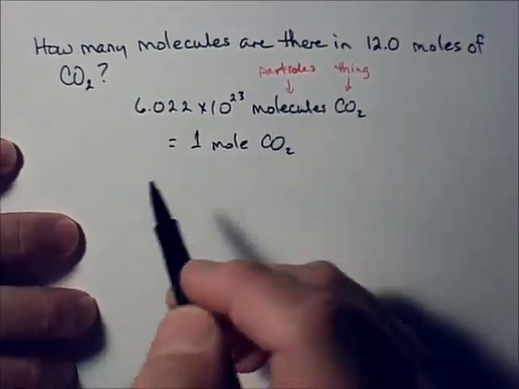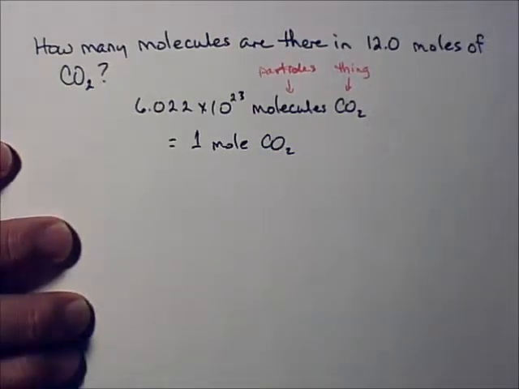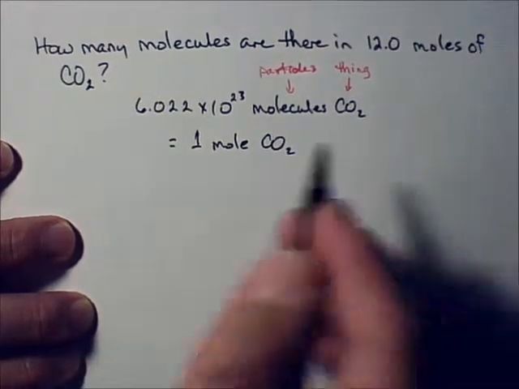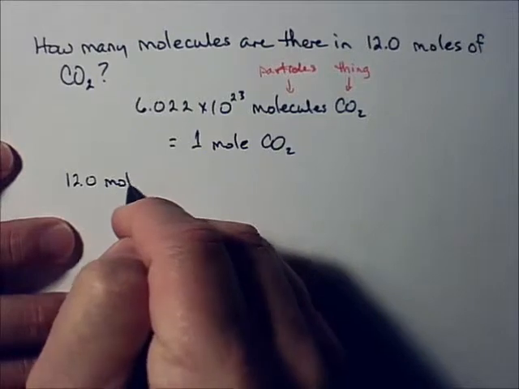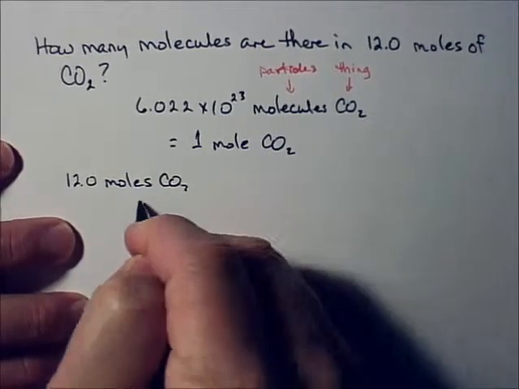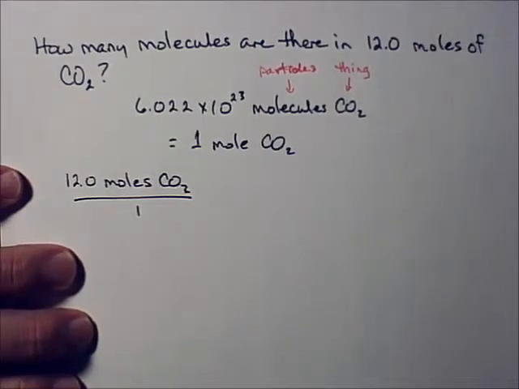All right. So what are we going to do now to convert? What's the first step you're going to do to build a conversion problem? Starting amounts go first. 12.0 moles of CO2. That's your starting amount. There you go. Okay. Starting amounts go first, and they always go over 1. Remember that? Okay.